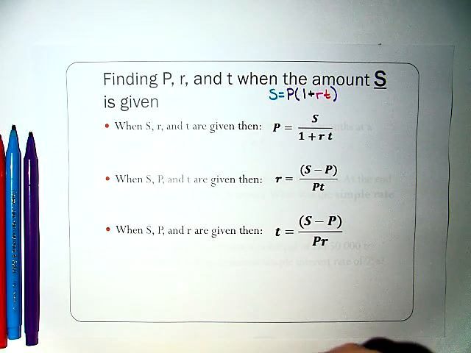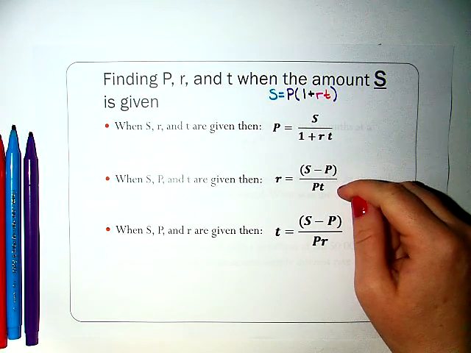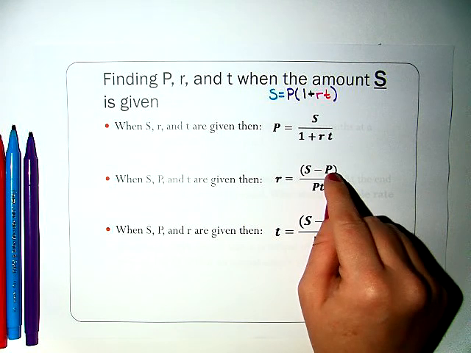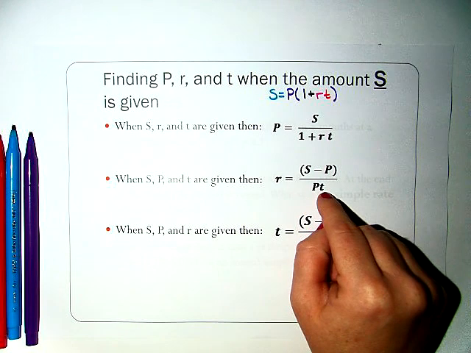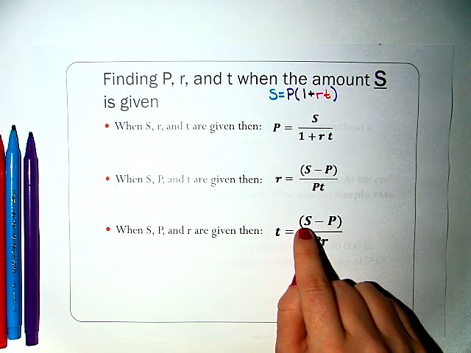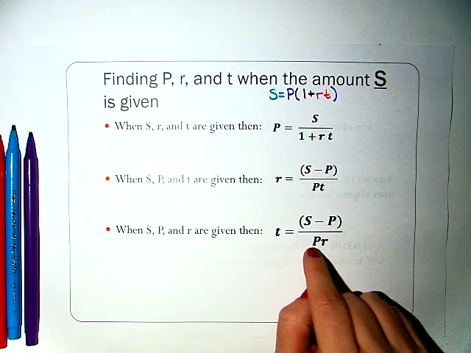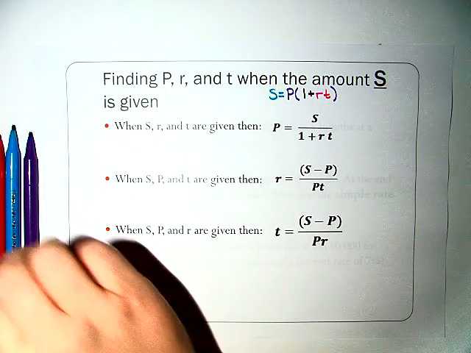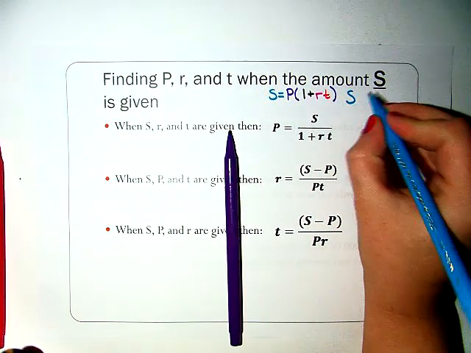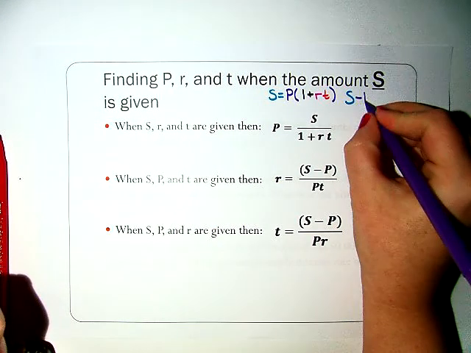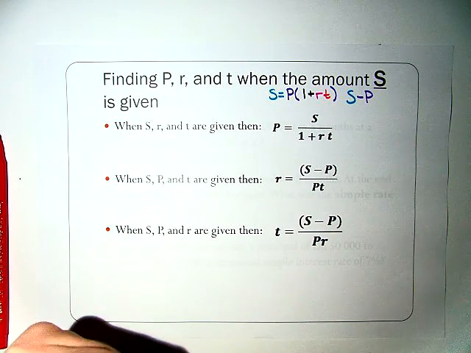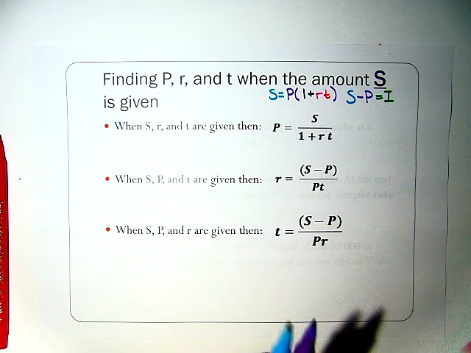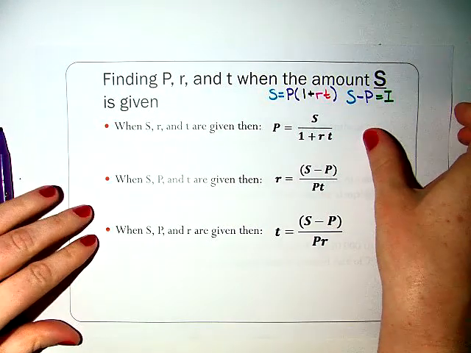However, when you're looking for the rate, kind of like last time when you looked at change over the original amount, this is actually spelled out. So you take the full amount minus the principal divided by the principal multiplied by the time. And to get the time, you take the full amount minus the principal divided by the principal times the rate. Now, S minus P is a very interesting situation because the full amount minus the principal gives us the interest that was earned. So we're going to actually be using some of these formulas here in the next problem.